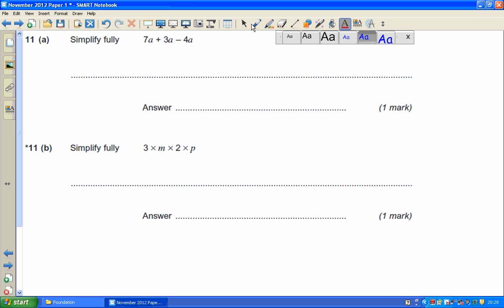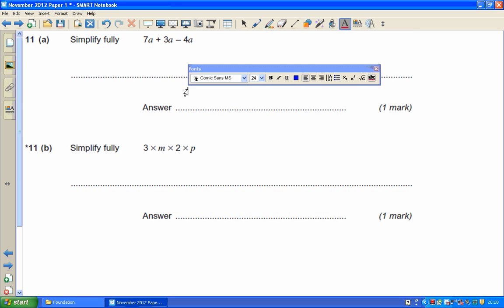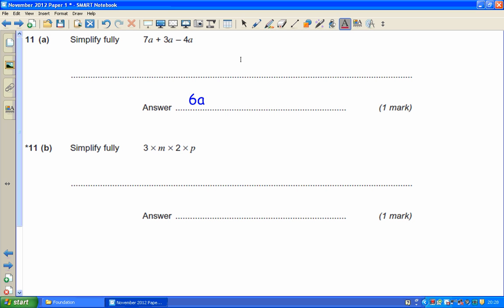Question 11. Simplify fully 7a plus 3a minus 4a. Well, 7a plus 3a is 10a, and if you take 4a away from that, you are left with 6a's. So there's my answer, 6a.